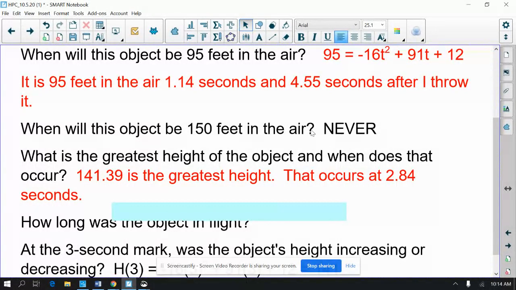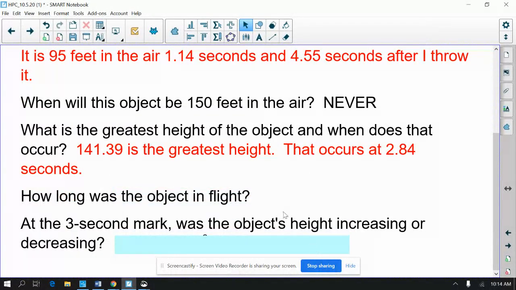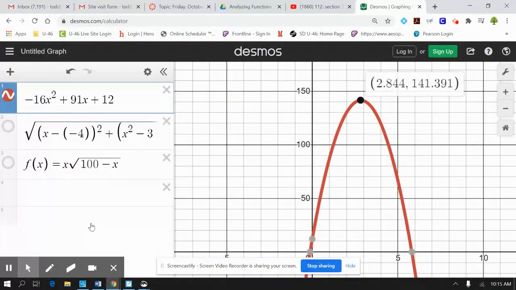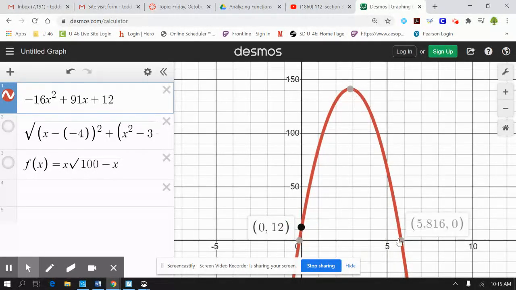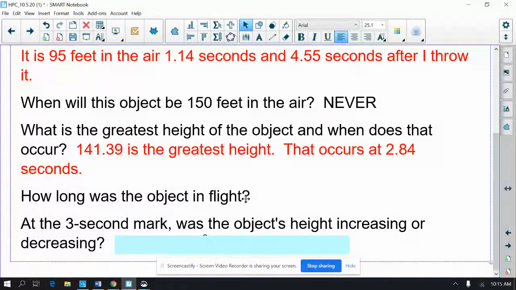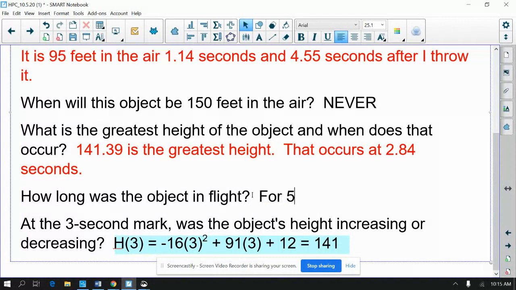How long was this object in flight? Well, let's go back to the graph. The object was in flight beginning when x is 0, so it began 12 feet in the air. I must have been standing on a table or something. Then you threw it, it went way up here, and then it came crashing down and hit the ground at 5.816 seconds. So it was in the air for 5.82 seconds.